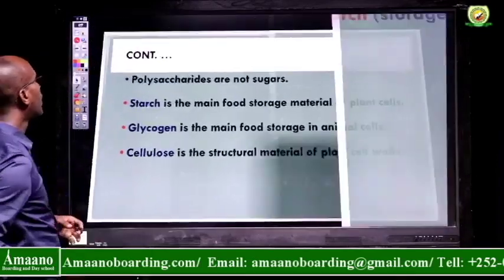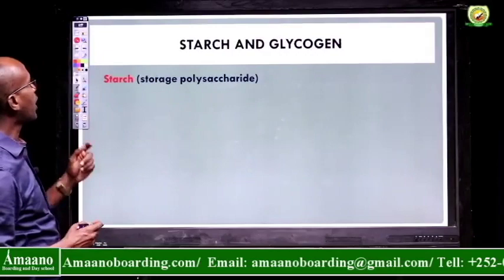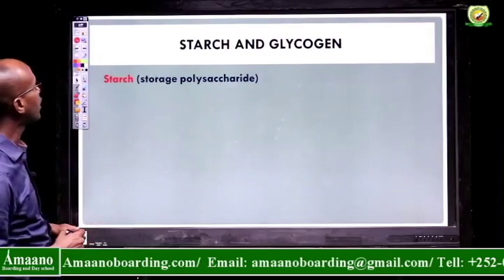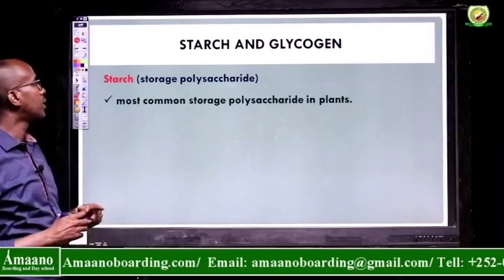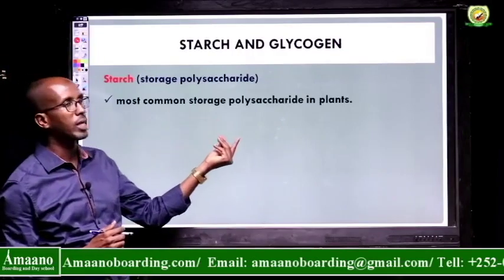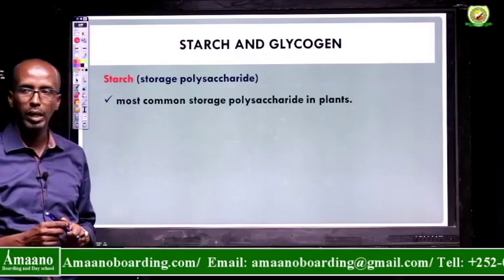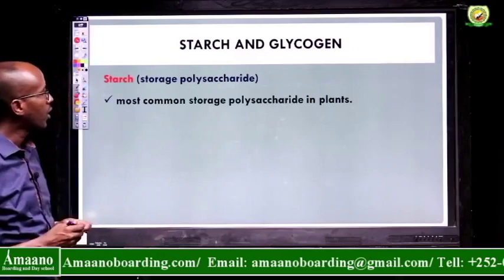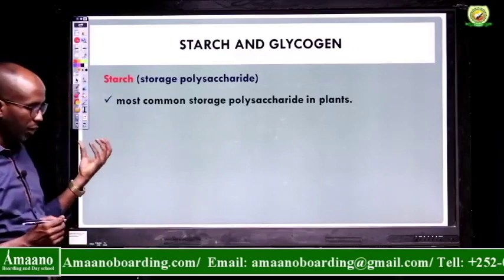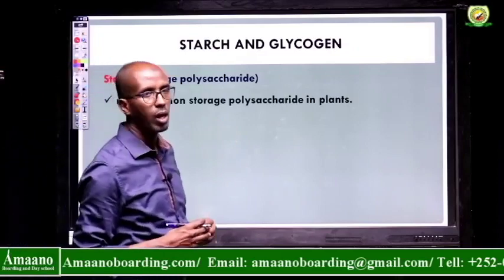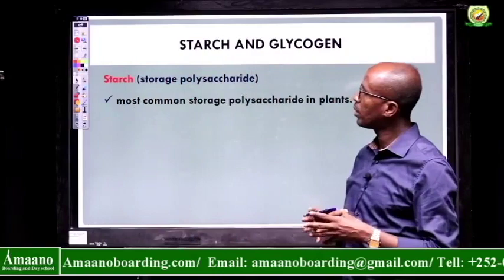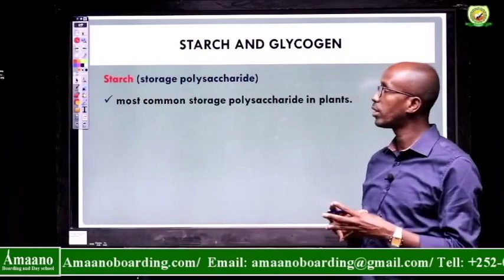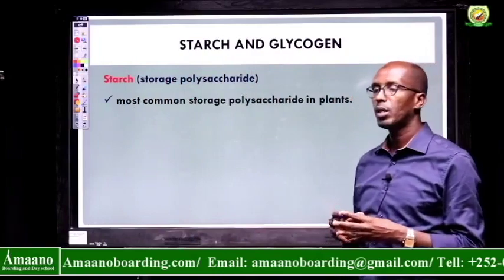Okay, here we have starch, storage polysaccharide. Starch is the most common storage polysaccharide in plants, which means it's found in plants only. Starch is made up of many glucose molecules joined by condensation reactions.